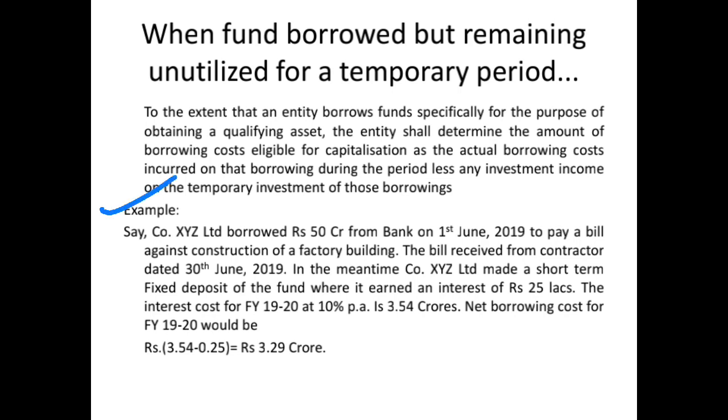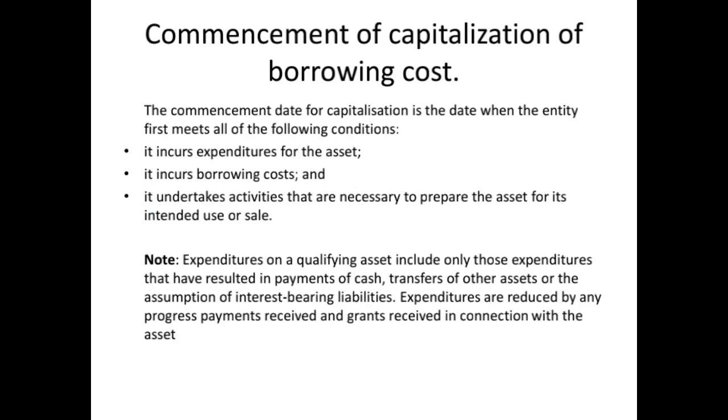For example, say company XYZ Limited borrowed 50 crore from a bank on 1st of June 2019 to pay a bill against construction of a factory building. The bill was received from the contractor dated 30th June. In the meantime, XYZ Limited made a short-term FD of the fund where it earned an interest of 25 lakhs. The interest cost of the finance charges for FY 19-20 at 10% per annum on 50 crore would be 3.54 crores for 10 months. Net borrowing cost for FY 19-20 would be 3.54 crores minus 25 lakhs, which gives you 3.29 crores.